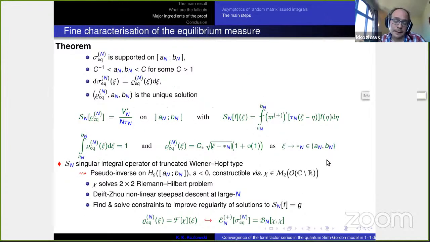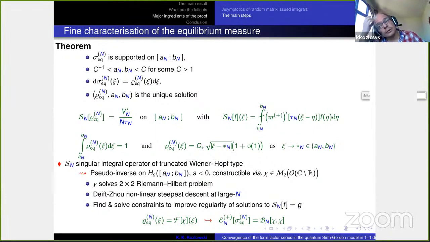So you can build on that, and then to really thoroughly characterize the minimizer, you need to solve a Riemann-Hilbert problem, but this time matrix valued, because the measure which gives you the minimizer of the functional satisfies a singular integral equation of truncated Wiener-Hopf type. So these are invertible by solving Riemann-Hilbert problems. The problem depends on n.